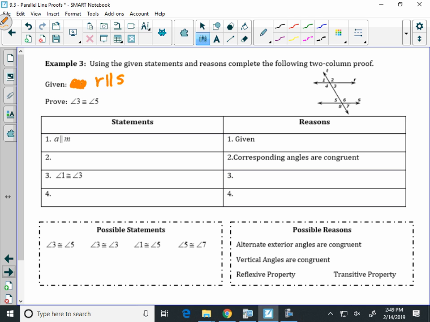Okay, so little typo, change that to R is parallel to S. It's actually A is parallel to M. Same thing in here. It should be R is parallel to S. Okay, so they partially filled this out for you. They already wrote in your first statement, which is the given, but we know our last statement is what we're trying to prove. So I'm going to fill that in. Done. We also know every time our last reason is transitive property.